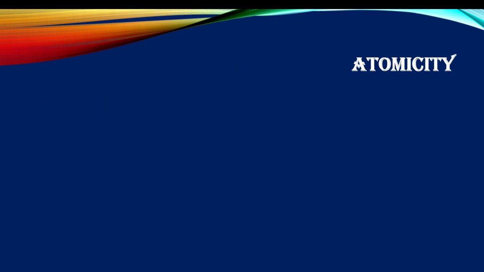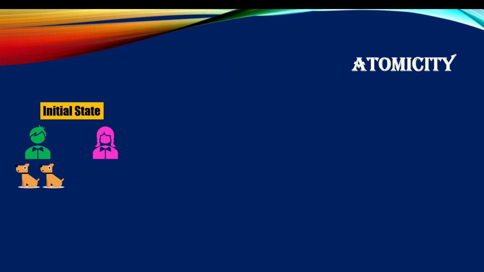Now first of all, let's talk about atomicity. Imagine this is the initial state. There is a boy named Tom, and a girl named Cherry. Tom has two pets, and Tom wants to impress Cherry. So Tom thinks, what if I give one of my pets to her, then she will also become a part of the pet family, and we will have more interaction. A very simple logic.